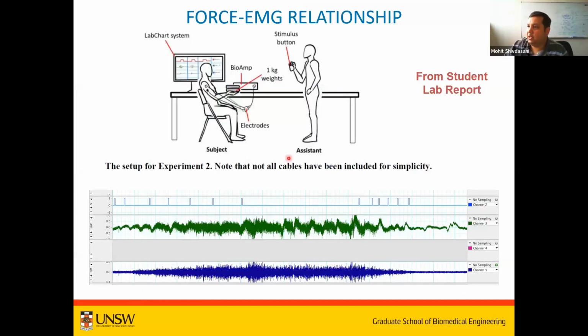This is the diagram of the setup we have for the force EMG experiment. As I said, we are recording EMG, but we're placing weights on their arms. And here you can see a typical recording where each time a weight is placed, there's an indicator, and then you can actually see the EMG signal grow in amplitude as well as in frequency. And we get them to analyze that later on.